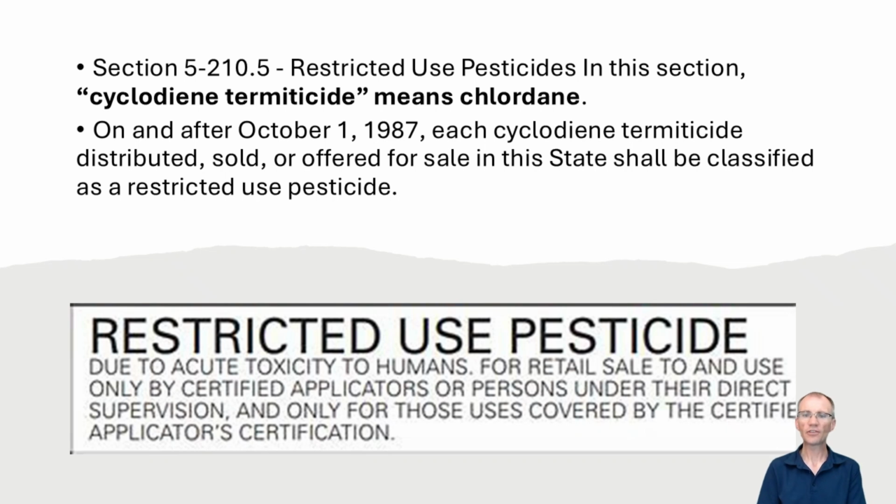Section 5-210.5 Restricted use pesticides. In this section, cyclodine termiticide means chlordane. On or after October 1st, 1987, each cyclodine termiticide distributed, sold, or offered for sale in this state shall be classified as a restricted use pesticide.